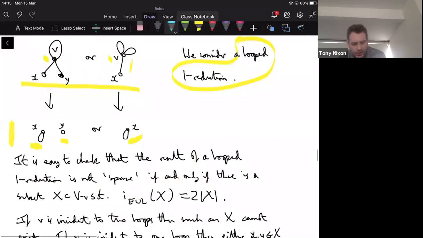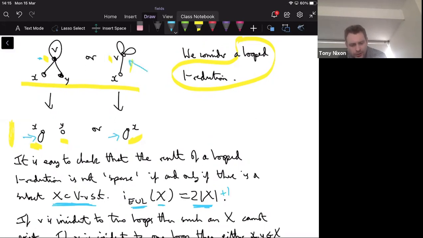Okay, so that's what I say here. It's easy to check that the result of a looped one reduction is not sparse if and only if that condition fails, which means there's some subset X of V without the vertex we're getting rid of, such that the number of edges and loops induced by that subset is equal to 2|X|. So when we add the loop here or here, we get one extra and we violate the inequality. Okay.